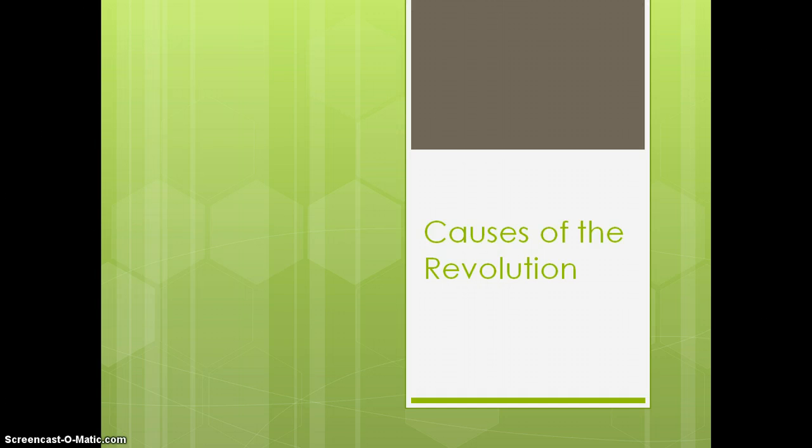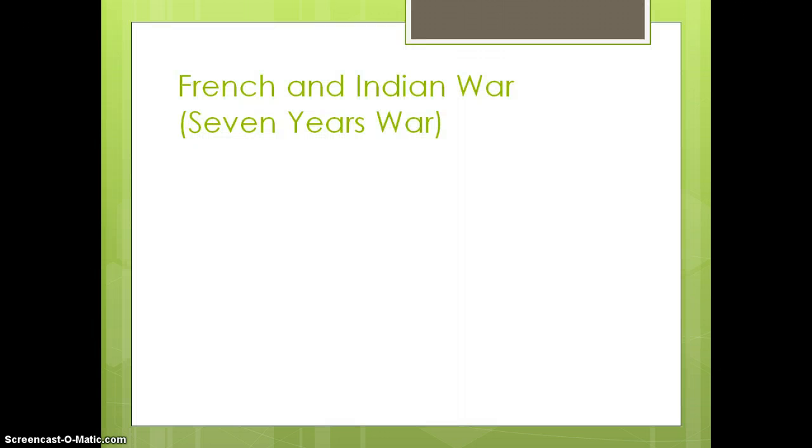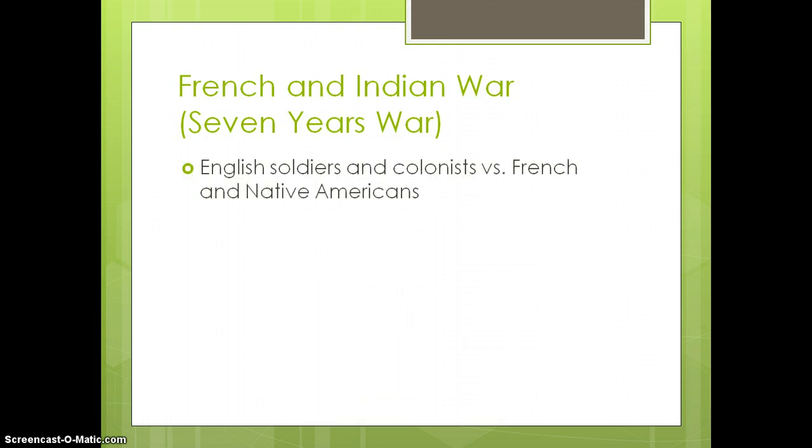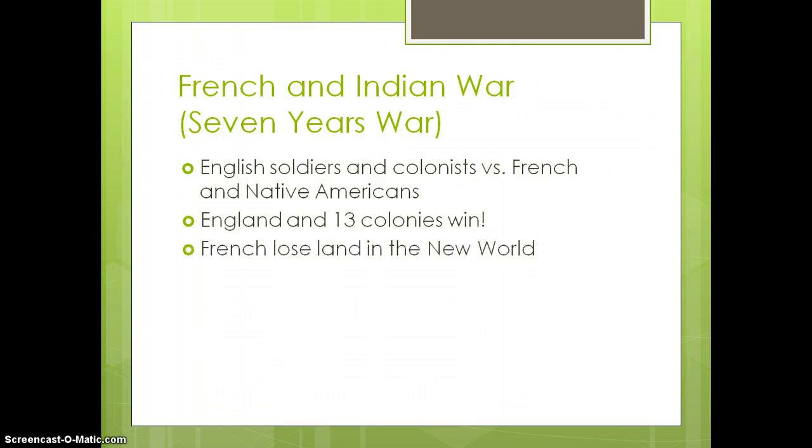Let's begin. The first cause of the American Revolution is the French and Indian War, sometimes called the 7 Years' War. And we know that the English soldiers and the colonists fought against the French and Native Americans, and we know that the English and the 13 colonies won that battle. The French lose a lot of land in the New World, and that's devastating for them. They lose that foothold.